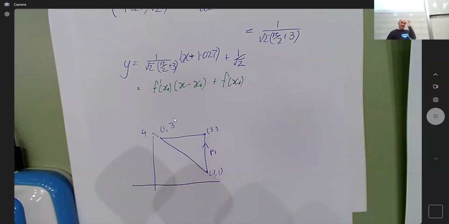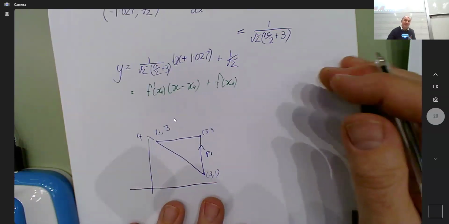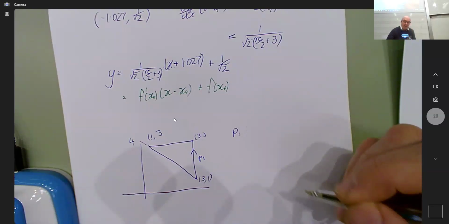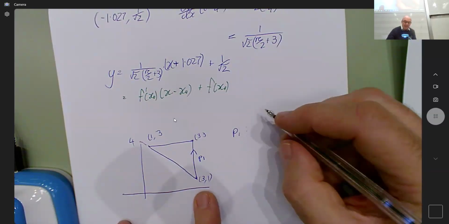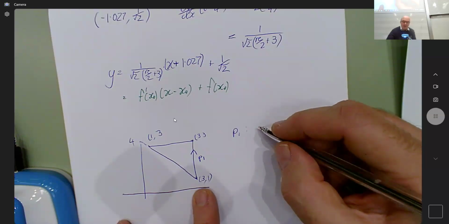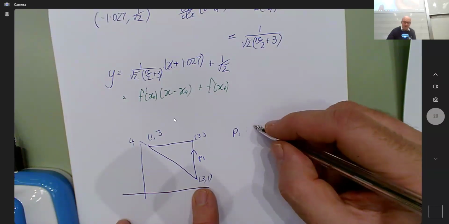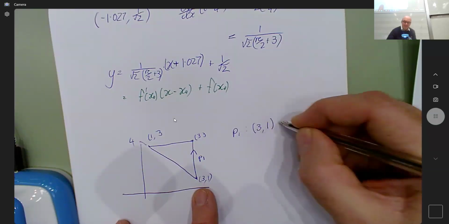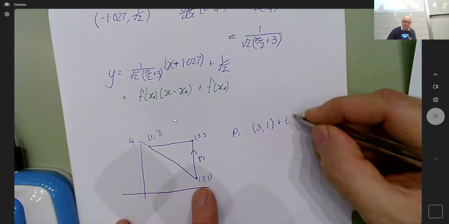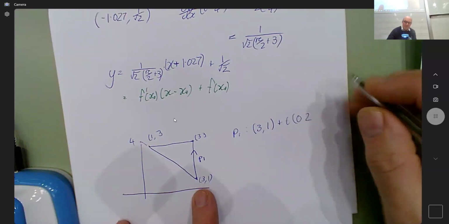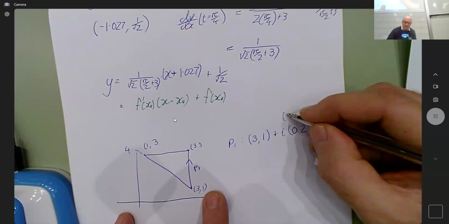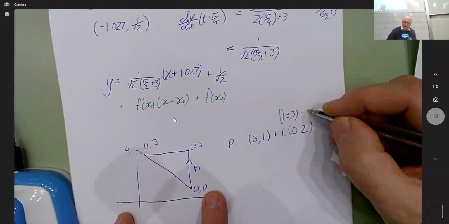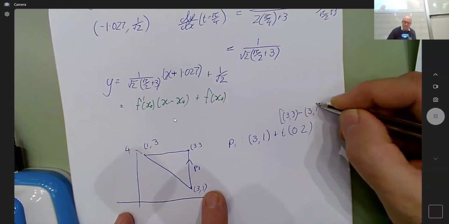Where you're going to use this is you're going to say my P1 is a path. So how I do this is I'm going to have the point 3, 1 plus t by (0, 2), or (3, 3) minus (3, 1).